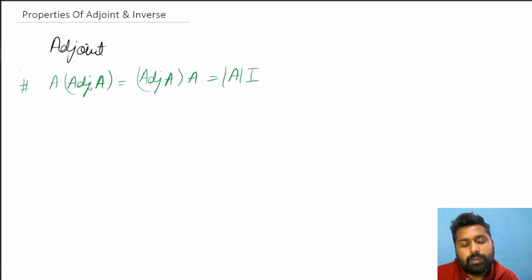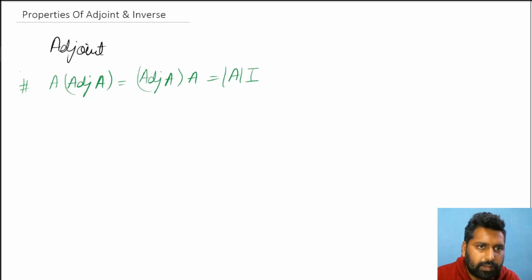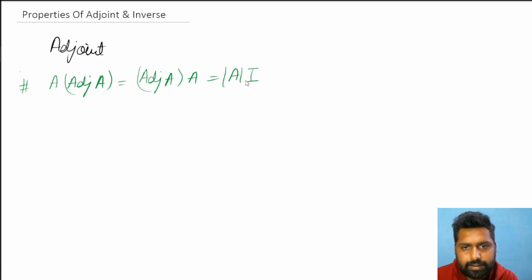Remember, we are not talking about determinant of it. We are multiplying two matrices. One is A, one is adjoint A. So whether you multiply A with adjoint A or adjoint A with A, it's the same. Okay, and it is equal to mod A, which means determinant of A, times identity matrix. Okay, that's the first property.